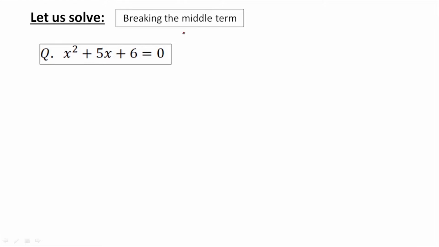So the process itself is breaking the middle term. That means we break this term 5x into two parts. So how do we break this 5 into two parts? First, we'll see the constant value and the coefficient of x squared. The coefficient of x squared here is 1, and the constant number here is 6. So we'll multiply them and we get 6 into 1 equals 6.